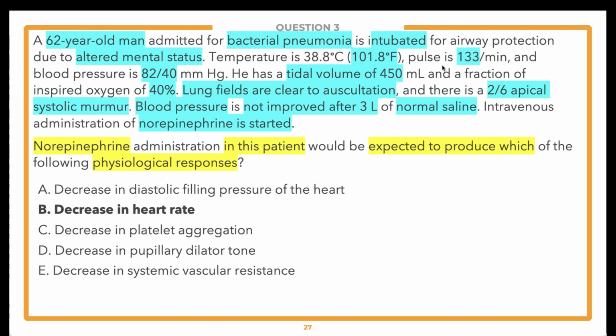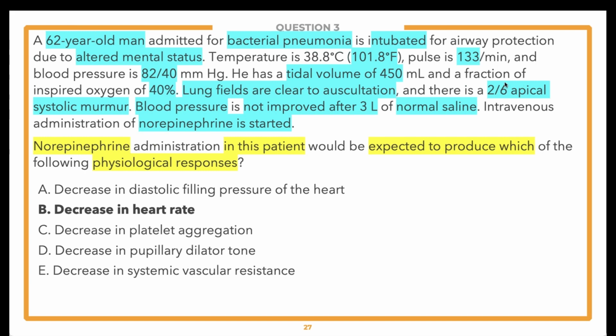Decrease in systemic vascular resistance. Well, norepi at the alpha-1 receptor is going to lead to vasoconstriction, okay, which is going to cause an increase rather than a decrease in systemic vascular resistance. You don't want to cause a decrease in resistance, right? Because you've already got low blood pressure here. So that would be counterproductive to our goals.